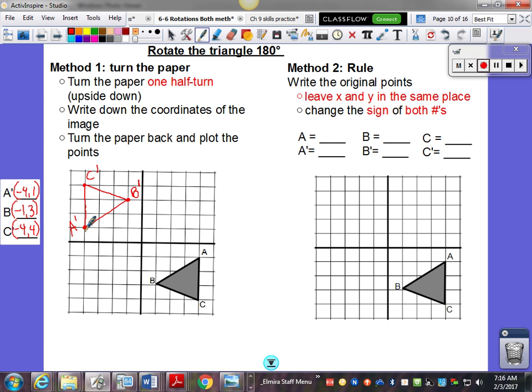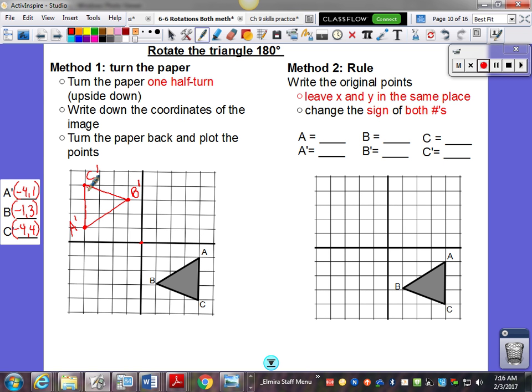Some people relate things to the origin, like for a 180. They say, okay, if I start in the origin and it's over 4 and down 1, then it's going to be the opposite, left 4 and up 1. B is over 1 and down 3, left 1 and up 3. C is right 4 and down 4, left 4 and up 4. That's one strategy that works really well with the 180. So 180s are kind of the easiest.